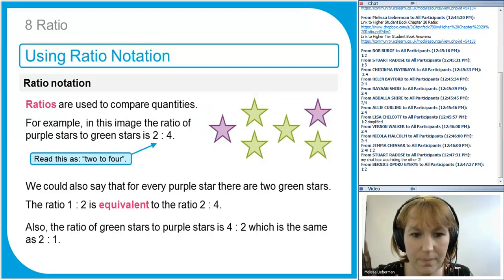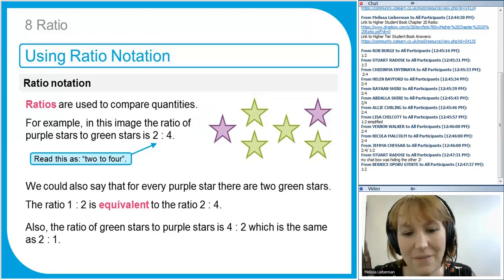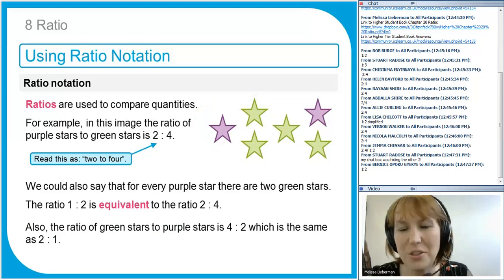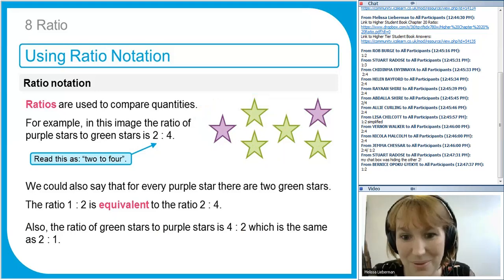And we can also say, if someone said, what is the ratio of green stars to purple stars, we swap the numbers around. So there are 4 green stars and 2 purple stars, so we can do it the other way around, and that's the same as 4 to 2. So it's important to get the order of the numbers right as well.